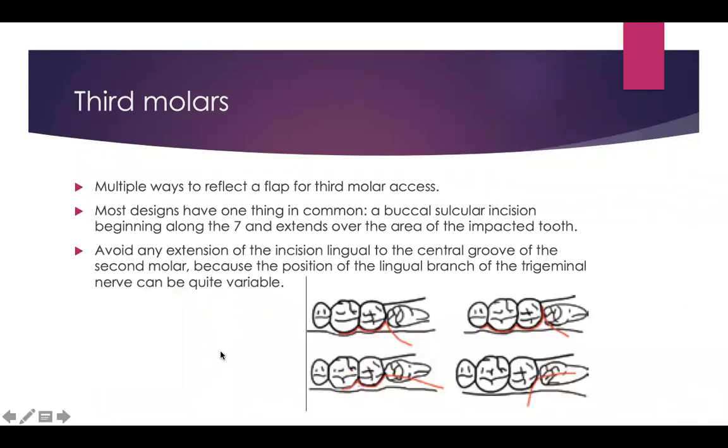For third molars, there's multiple ways to reflect a flap, but most designs have one thing in common: buccal circular incision beginning along the 7, extending over the area of the impacted tooth. And it's very important that you stay away from the lingual aspect of the tooth, as the lingual branch of the trigeminal can be very variable.